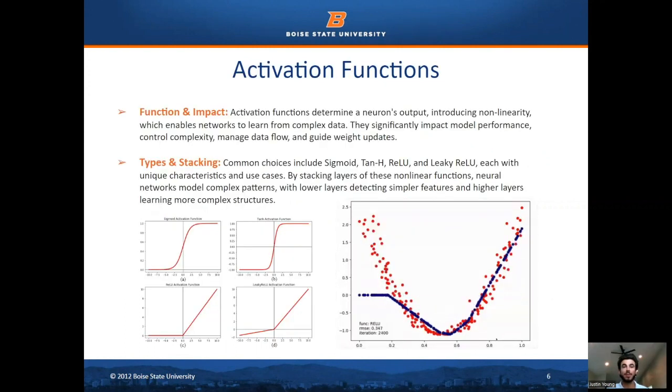Now, let's talk about activation functions. The purpose of an activation function is to introduce nonlinearity into the output of a neuron. This nonlinearity allows neural networks to model complex patterns that linear functions cannot. Activation functions determine how much signal a neuron should also pass on to the next layers. Essentially, an activation function takes the weighted sum of the inputs, applies a specific mathematical function to it, and then this transformed output is then passed to the next layers of the network.